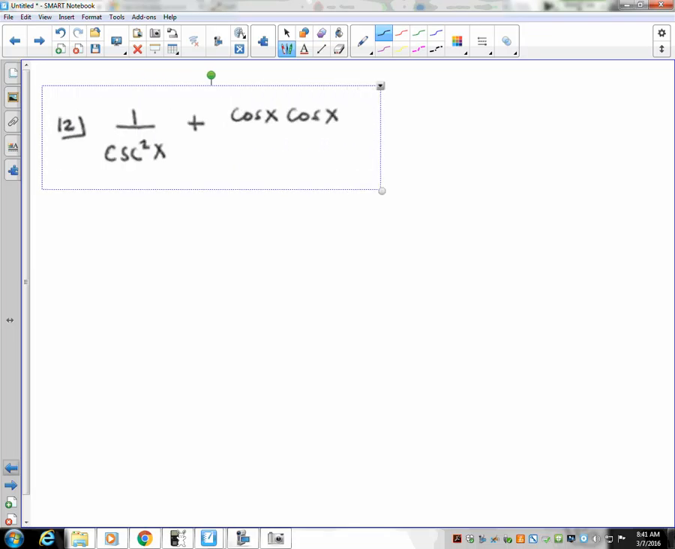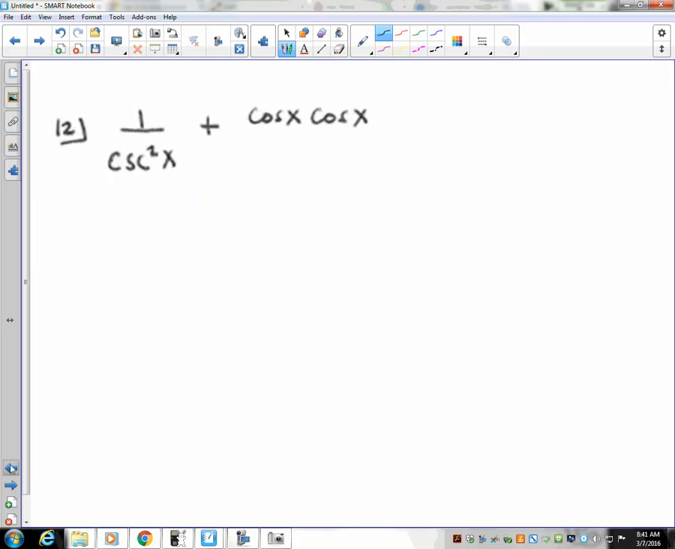Number 12, let's start off. I'm going to use a reciprocal identity to start off with. When you get 1 over cosecant squared, or 1 over tangent squared, or 1 over cotangent squared, or 1 over secant squared, instead of changing everything to sine and cosine, certainly your reciprocal identities work a lot better in this case. So let's notice what we get here.